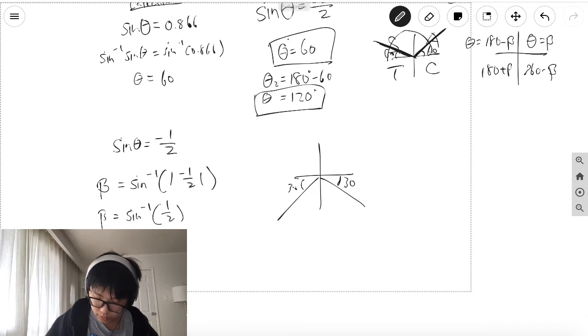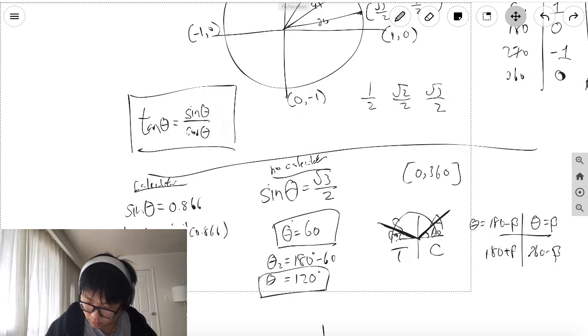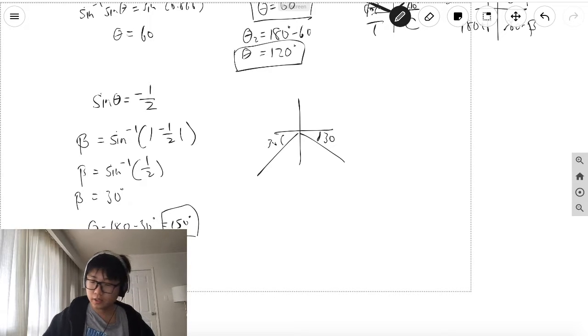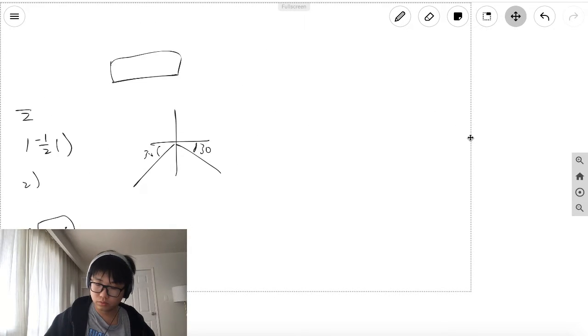Wait, it's not 30, is it? Is it 30? Yes, it is. Sorry. It's 30, and it's also 150. Okay, we got that. All right, so now you can do one of those.